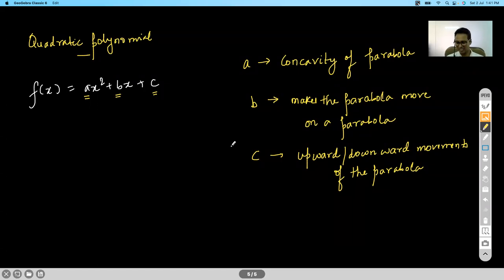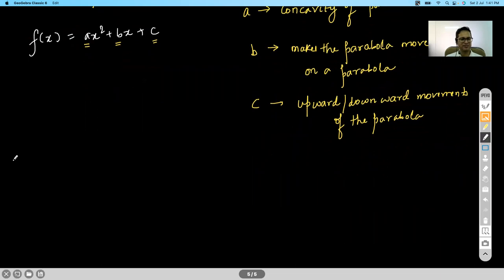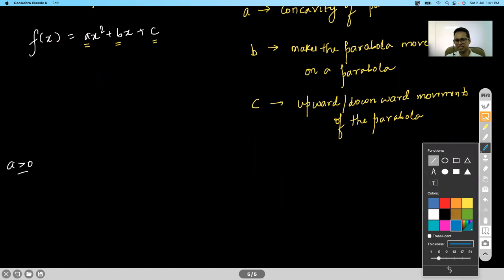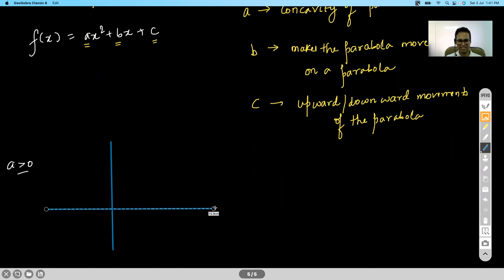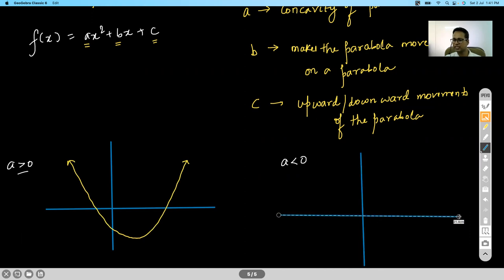So guys, we have already discussed here that if A is greater than zero, your graph of the quadratic parabola is going to open upwards, right? So the graph is going to look like this. Okay, I'm just drawing a rough graph, fine. And if A is negative, your quadratic equation graph is going to open downwards. Correct?